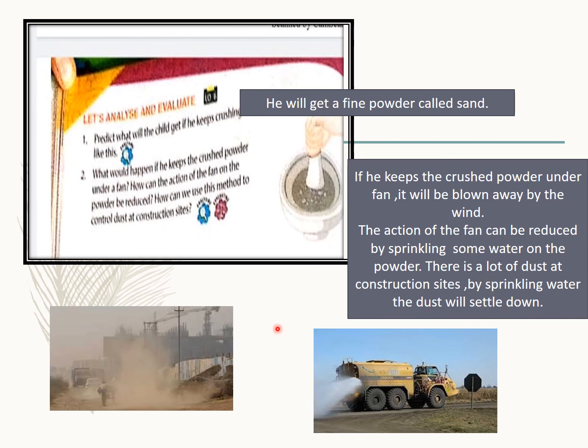There is a lot of dust at construction sites. If you see this, there is a lot of dust in construction sites. So what they do is they sprinkle water through water dowsers here, and the dust is going to settle down at the bottom. So this is how they reduce dust at construction sites.